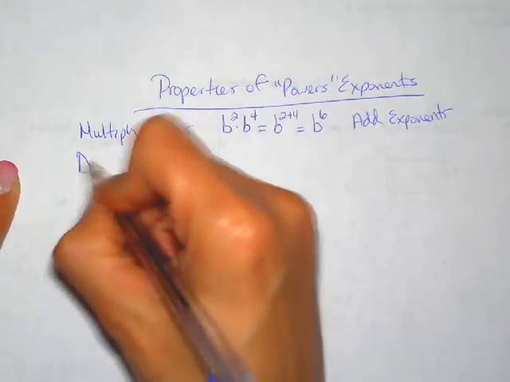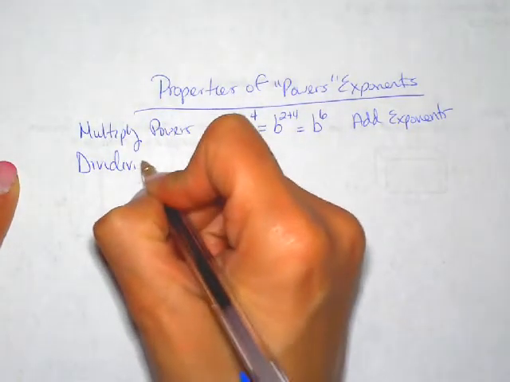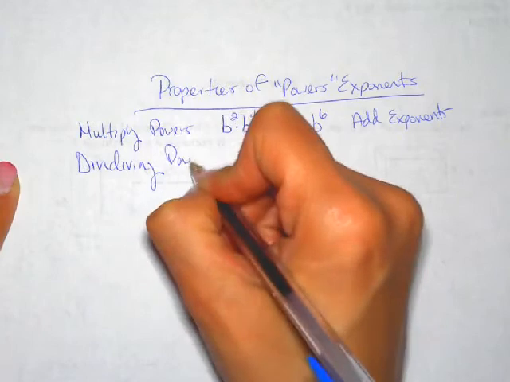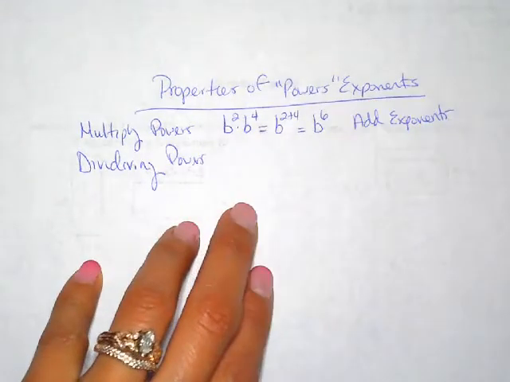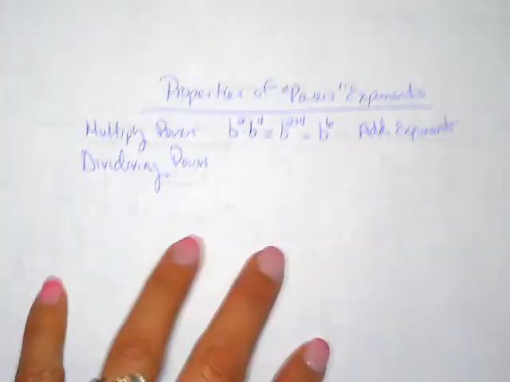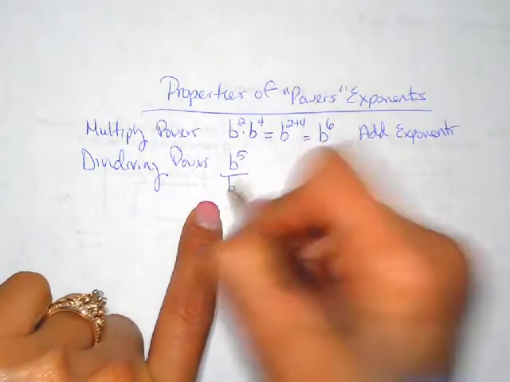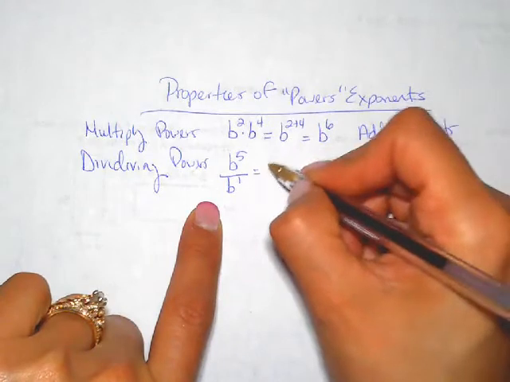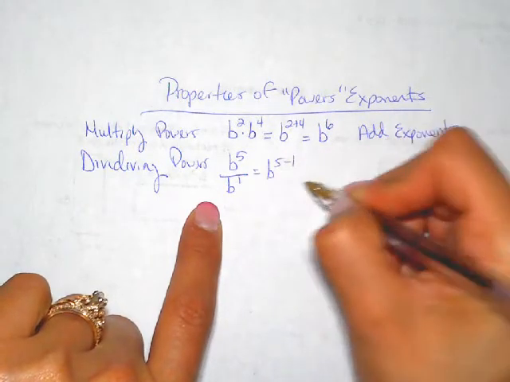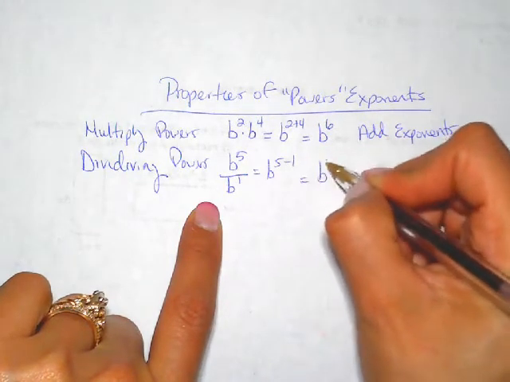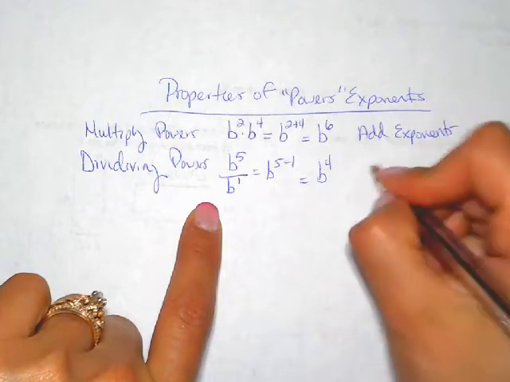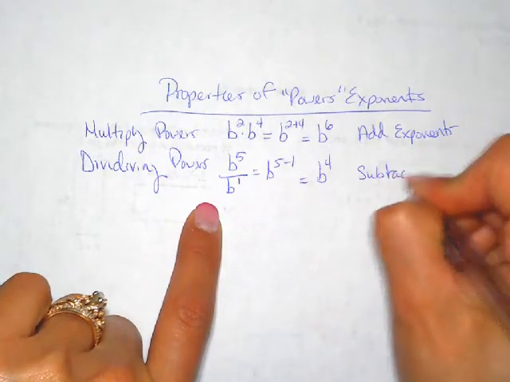Then let's do dividing powers. When we divide variables with exponents, or raised to a power, we're going to divide them, but that means that we're going to subtract, or the shortcut is to subtract the exponents. So put subtract exponents.